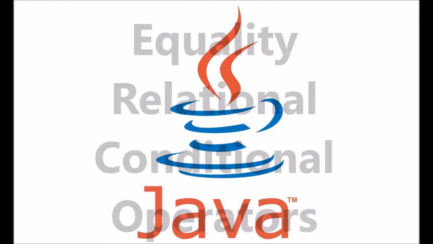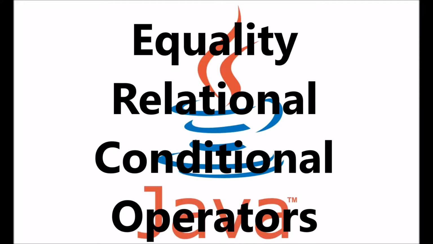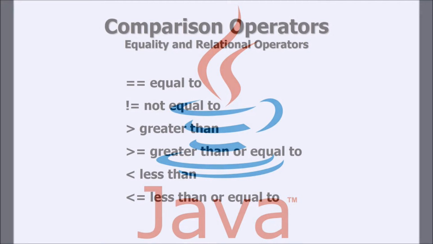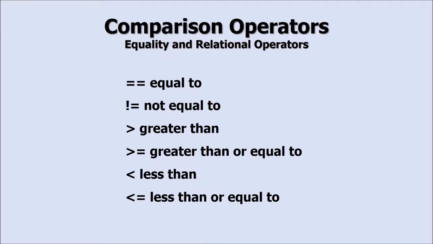This episode is about equality, relational, and conditional operators. The equality and relational operators evaluate if one operand is greater than, less than, equal to, or not equal to another operand. Note that the equal sign by itself cannot be used here because the equal sign is already used in Java for assignment. So just be aware of the equal is what we normally would use as equal in our minds.